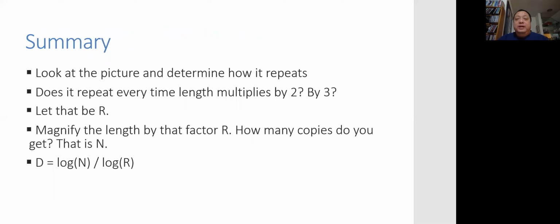Summary. This is how you compute the fractal dimension. First, you look at the picture and you determine how it repeats. Does it repeat every time length multiplies by 2 or by 3 or by 4? Let that number be R. You multiply the length by that factor R, you magnify the figure according to that, and you see how many copies of the self-duplicating figure you get inside the new magnified figure. That would be your N. You compute D equals log N divided by log R.